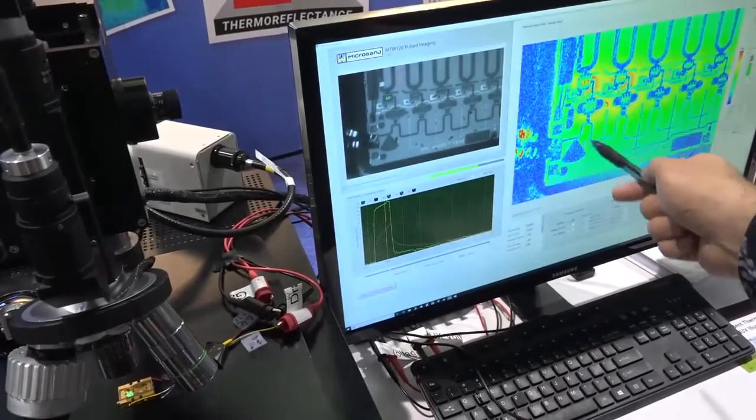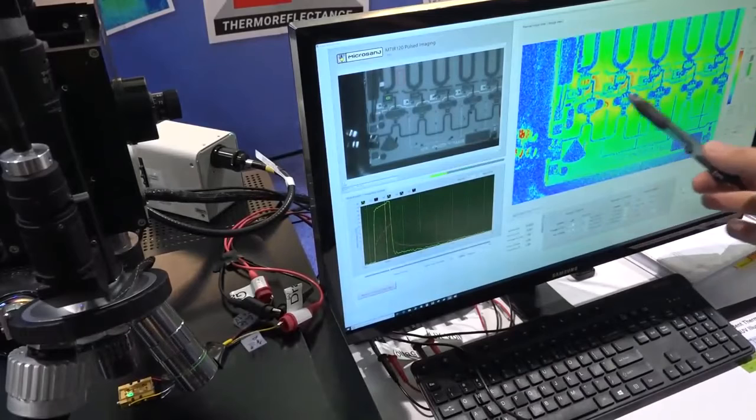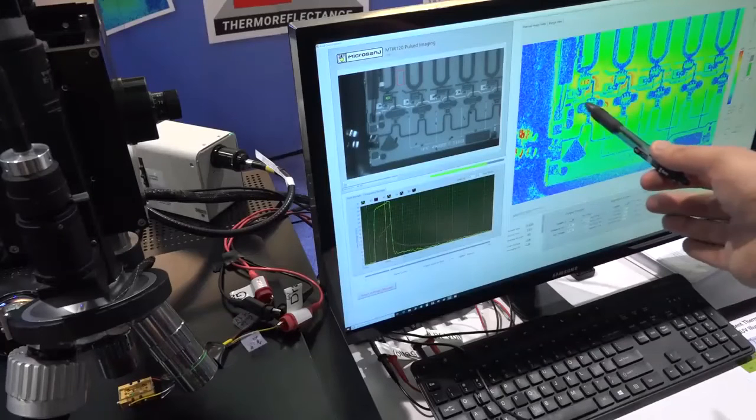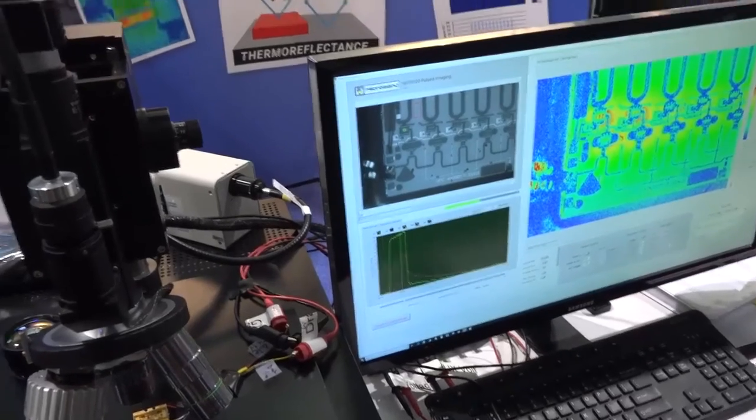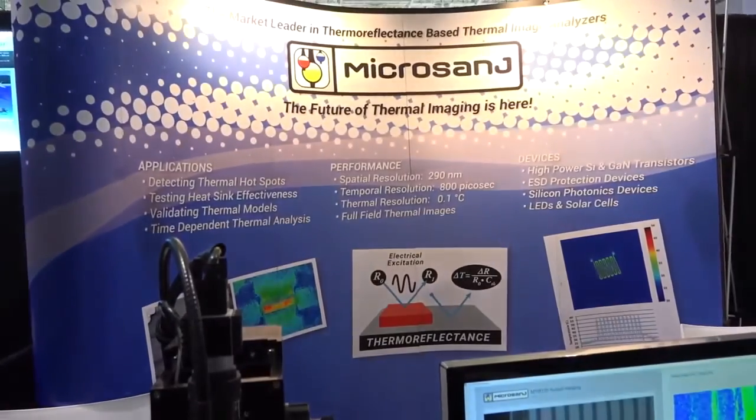So for MMIC design and for next generation ICs where you want to see how your power amplifiers are behaving, exactly what is the thermal profile of something, you can just look at it under the microscope and get a thermal profile. A really interesting technology from Microsanj, which I hope that you would check out.